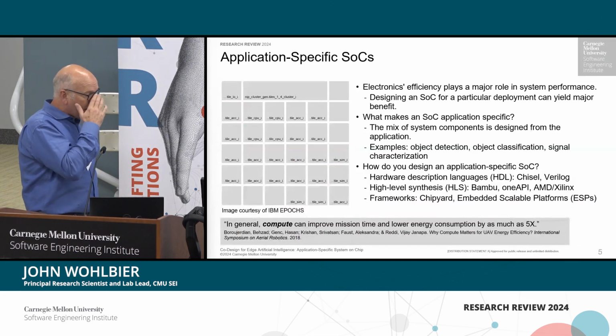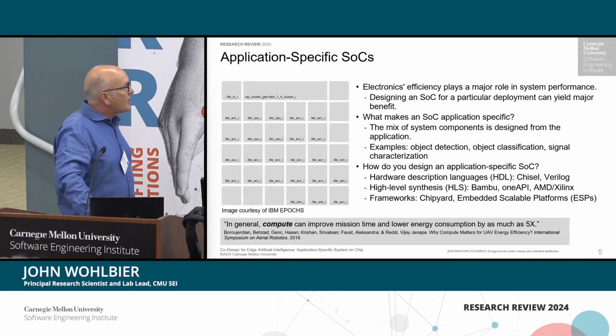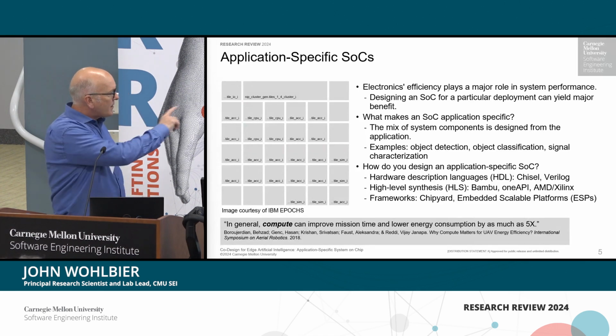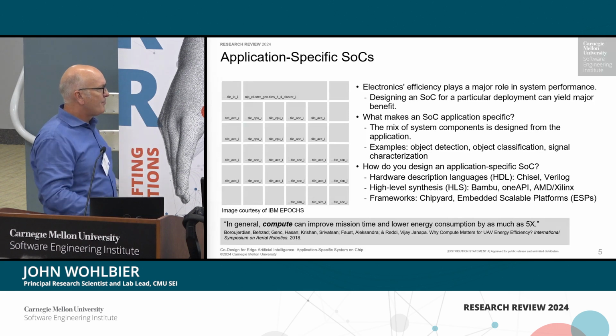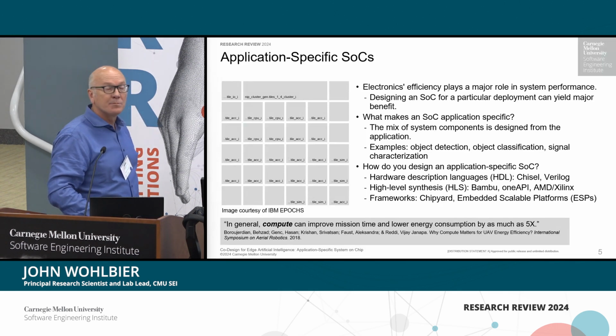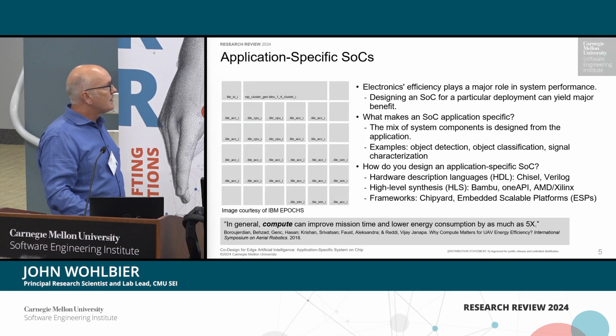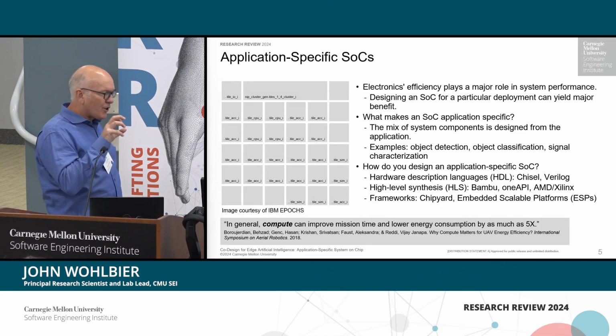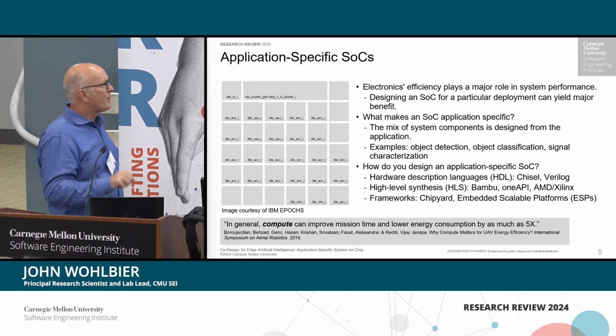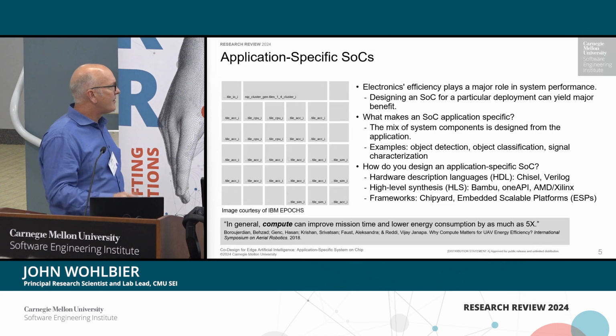So why are we interested in this? Well, electronics efficiency plays a major role in system performance. There's a quote at the bottom that says, compute can improve mission time and lower energy consumption by as much as 5x. So it's a big deal. If you can tailor your hardware to match your software, you can increase mission time, increase average speed, et cetera, of a drone, that sort of thing.